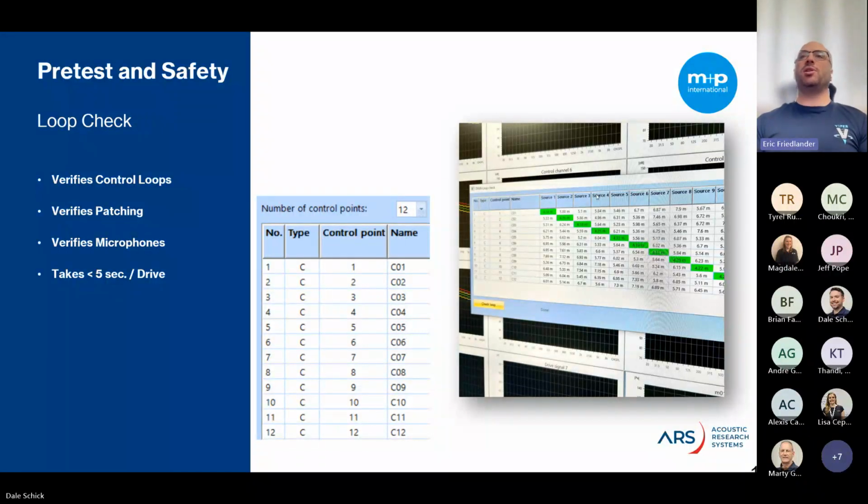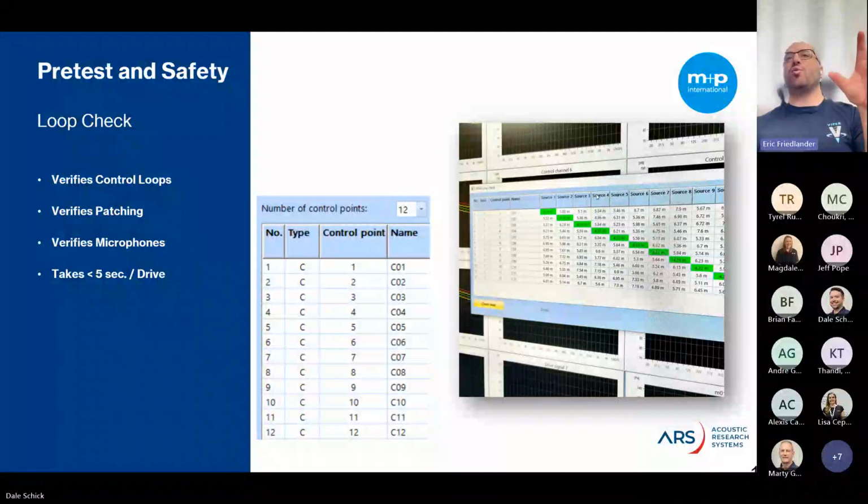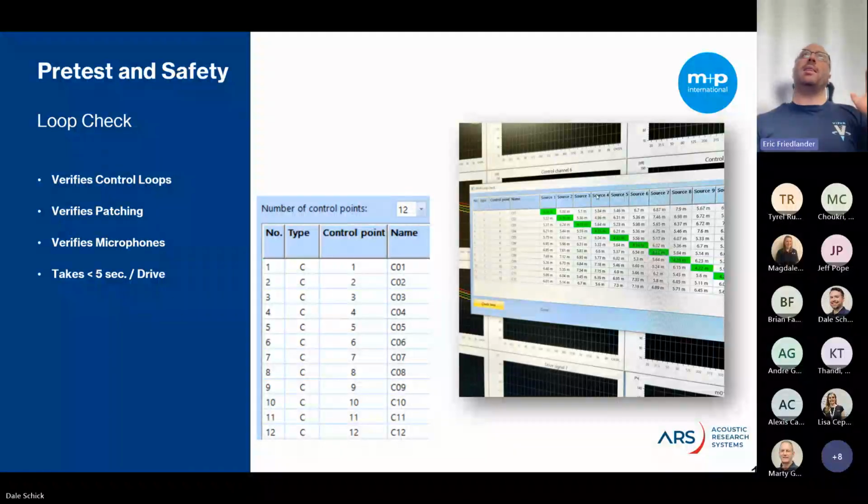So what this allows you to do is emit a little bit of random noise out of each drive discretely, serially, not in parallel. It checks each one individually, goes around the whole setup, and then it verifies, as noise emits from the acoustic device, that the microphone is capturing it and that it's patched properly, so that the right control microphone is hearing the right source that we talked about yesterday.